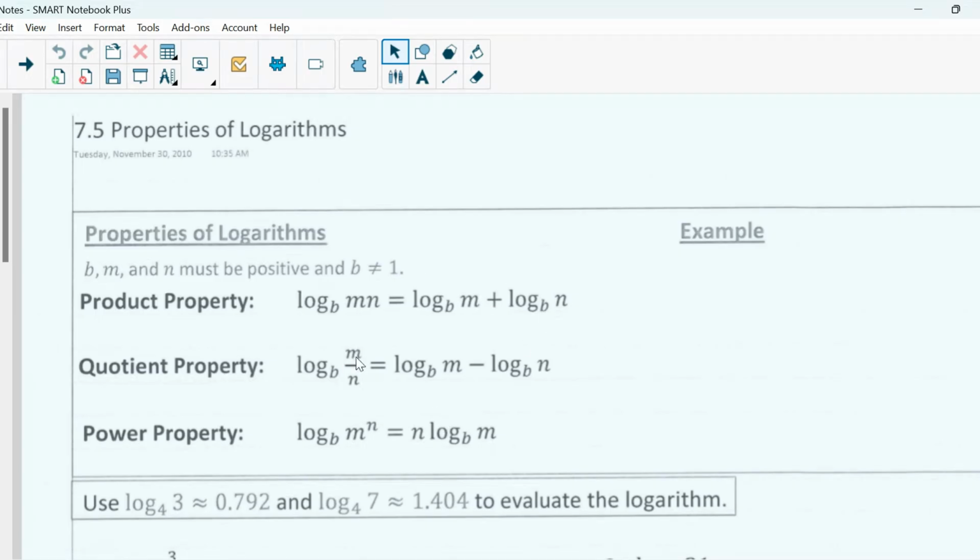Similarly, with division, if we were to divide m and n, that's the same as saying log base b of m minus log base b of n. So division is kind of like subtraction.